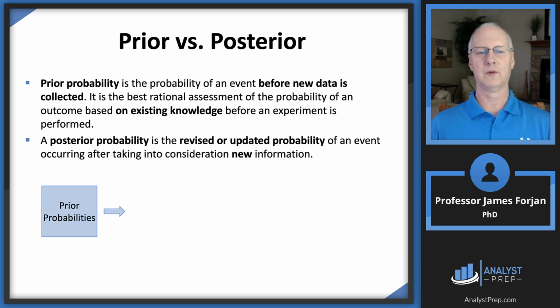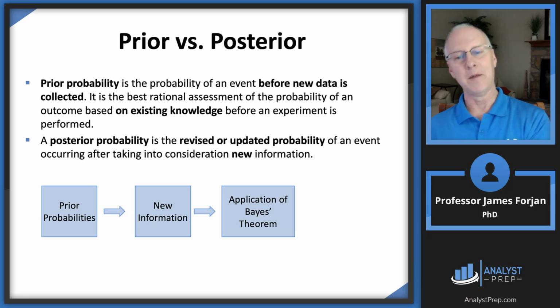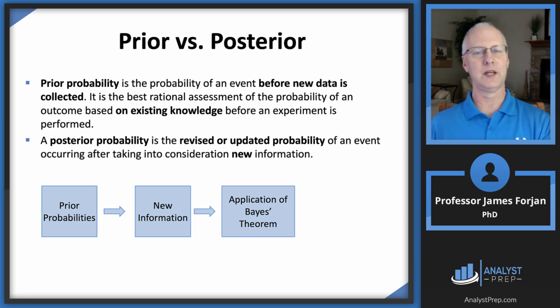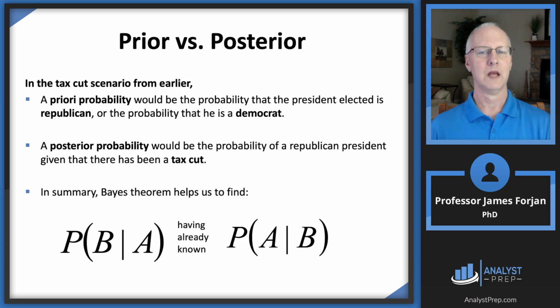All right, so we start with the prior probabilities, then we gain the new information, then we apply the Bayes formula like we did in the golfing example, and then we can come up with these posterior probabilities. How about going back to our previous examples here? A priori probability would be the probability that the president elected is a Republican, or the probability that he or she is a Democrat. A posterior probability would be the probability of a Republican president, given that there has been a tax cut.